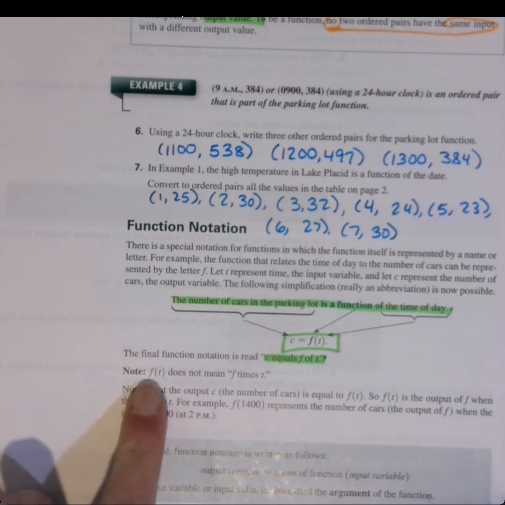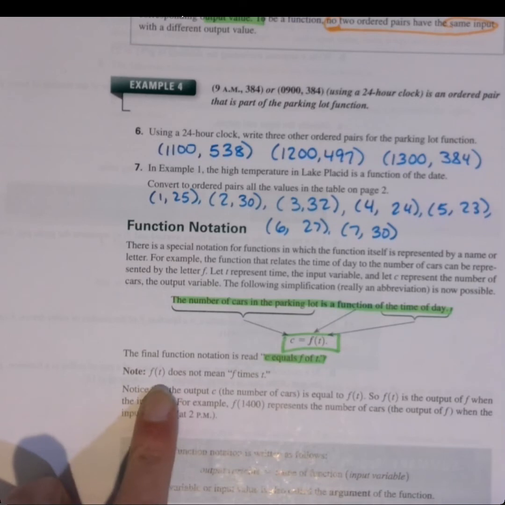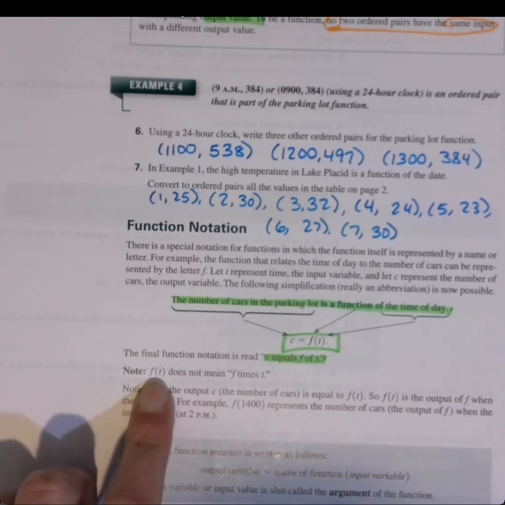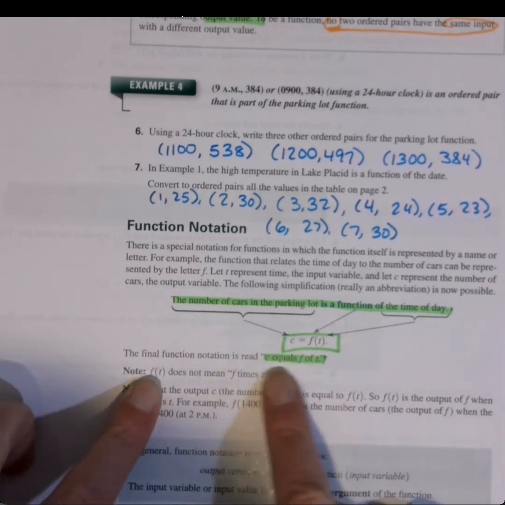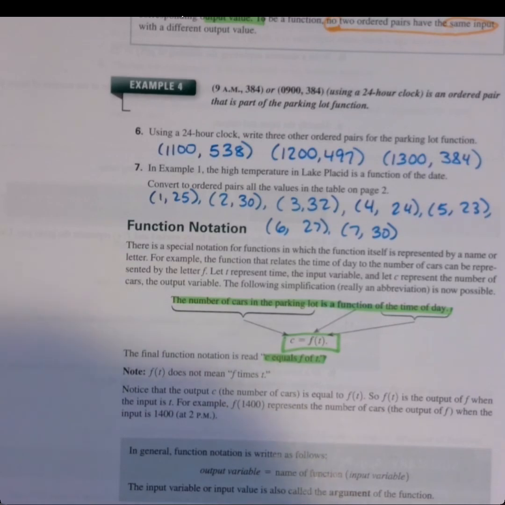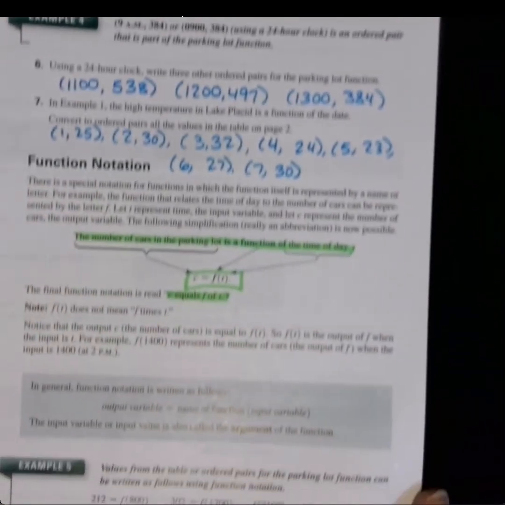Note that F of T does not mean F times T. This is not read as a multiplication. It's read as of, being the same notation, those parentheses, but of meaning the input variable is your T. F is a function of time. So we'll definitely read this as C equals F of T. All right. So we are going to write some ordered pairs in function notation.